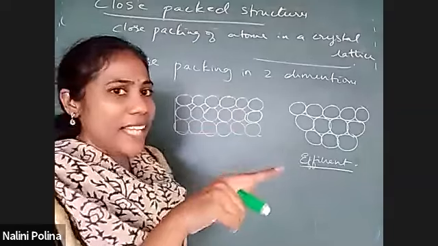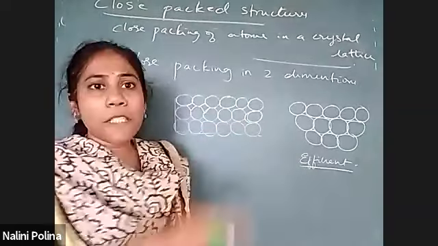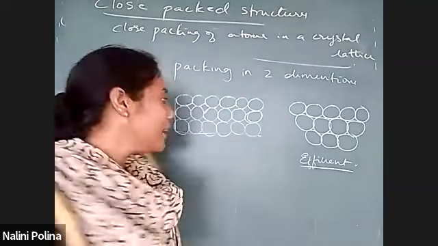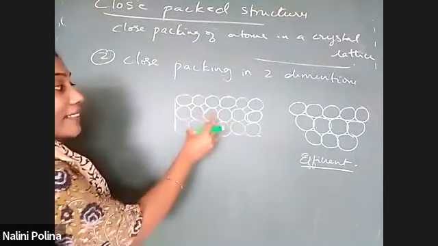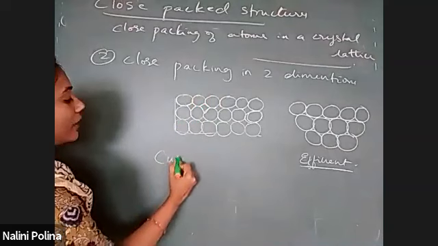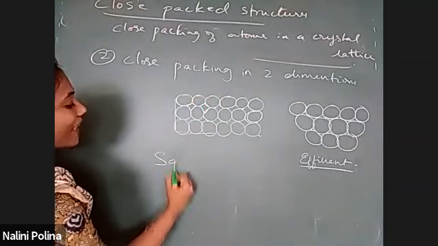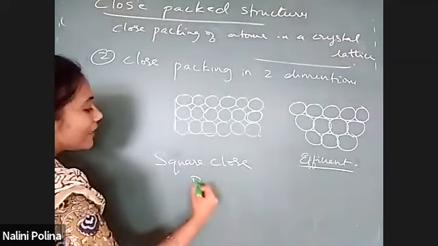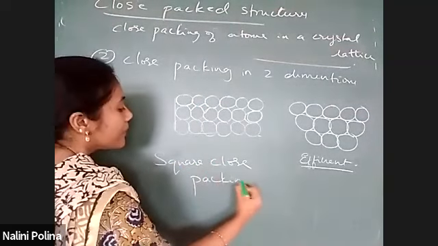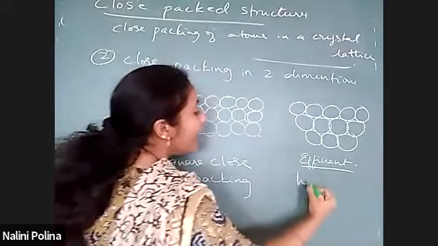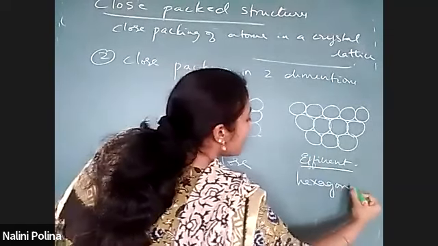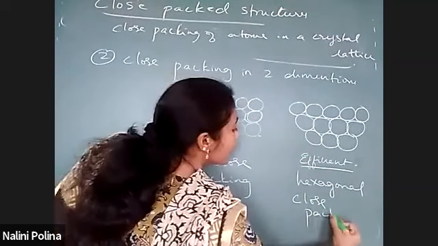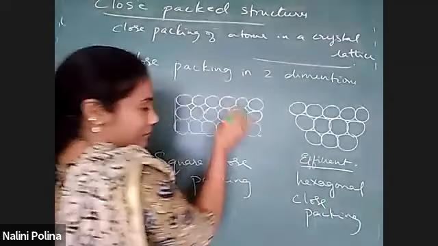I told you in the starting, if there are lots of spaces between the atoms, it cannot be stable. You can break it very easily, right? So this is not efficient. And this arrangement is called square close packing. Square close packing arrangement. And this is called hexagonal close packing. So there are two ways of arranging in rows.